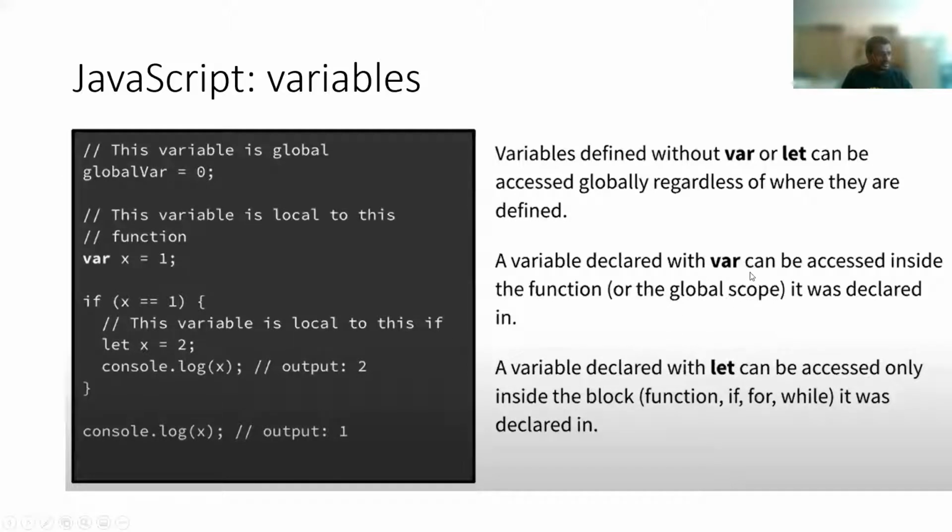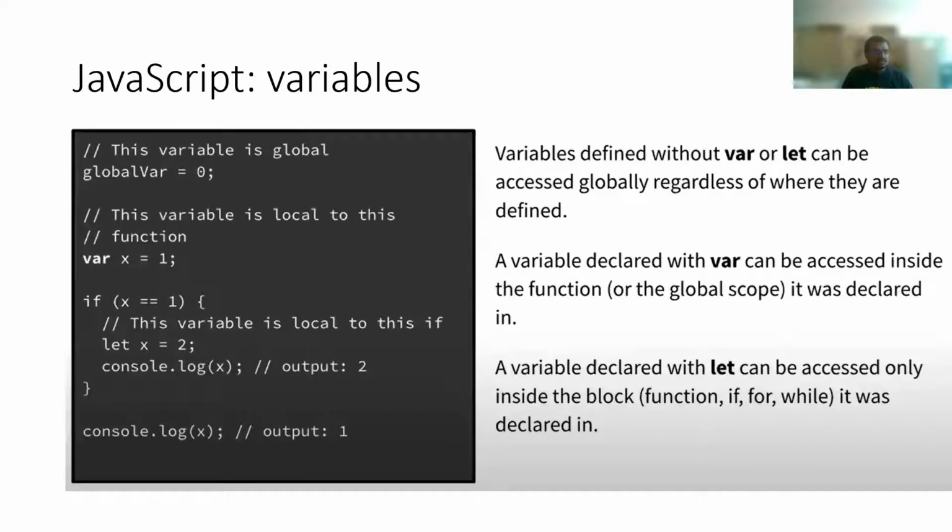There are some differences. If you define it with var, it can only be accessed inside the function it was declared in. If a variable is declared with let, that can be accessed only inside the block. So this is more like a scoping issue, and you may want to design how your variable scope will work in the code.